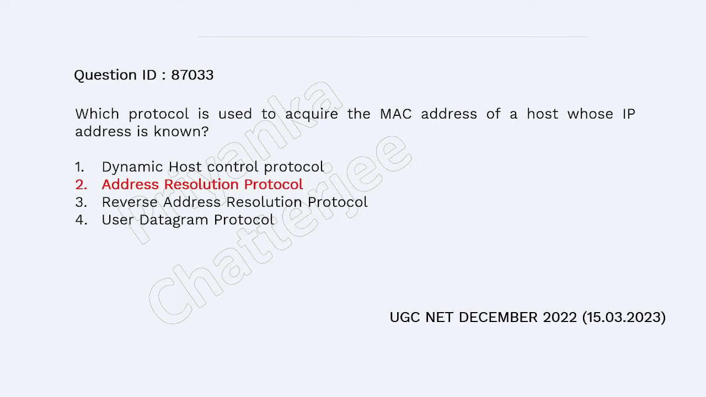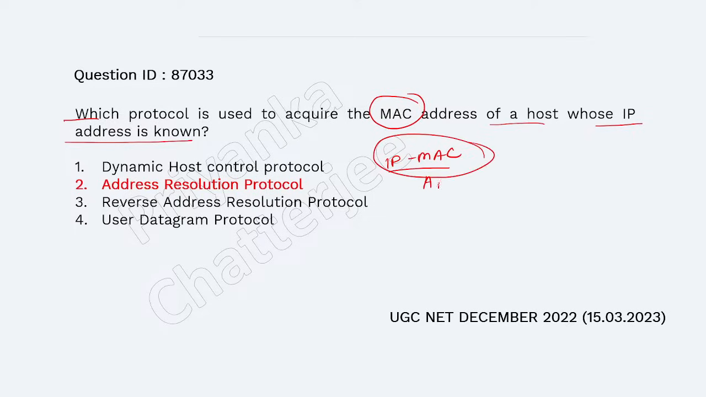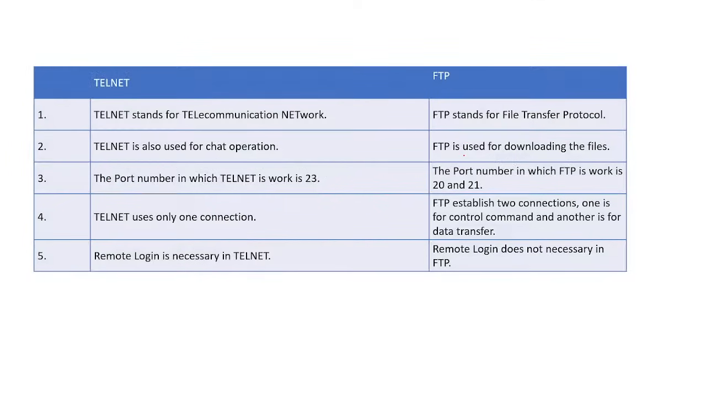Yes, answers are coming. That is definitely ARP. Which protocol is used to acquire the MAC address of the host whose IP address is known? IP address is known means IP to MAC conversion is going on. That is ARP. So the answer will be ARP here.